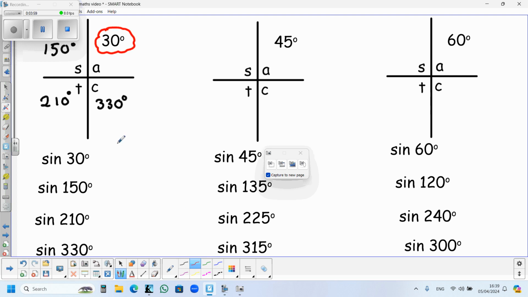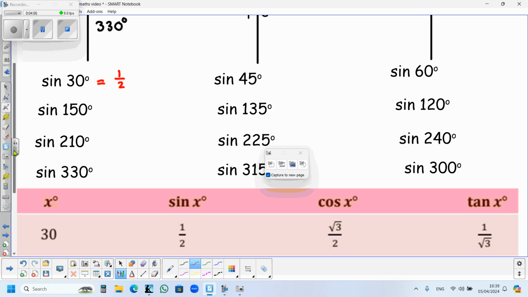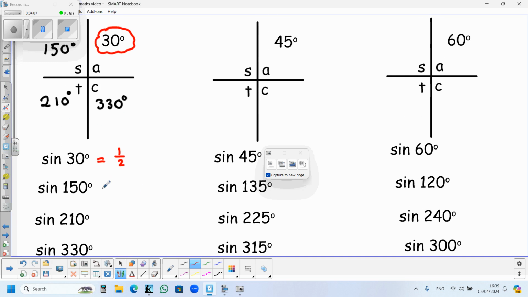Now, if we know that sine 30 is a half, okay, we've got it in our exact value table, it's down there, sine 30 is a half, then all of these ones will be a half as well, but there'll be 2 of them positive and 2 of them negative.